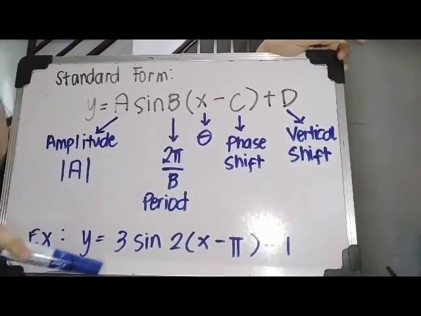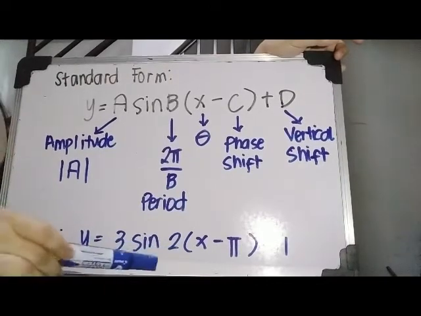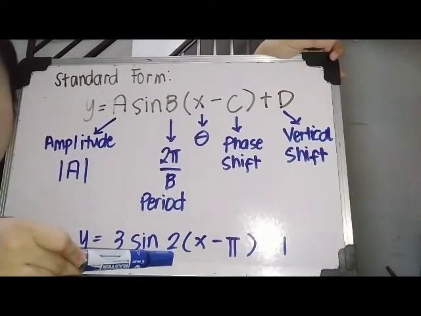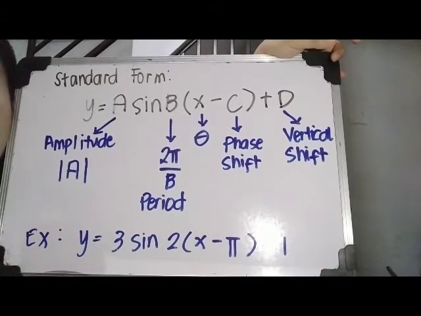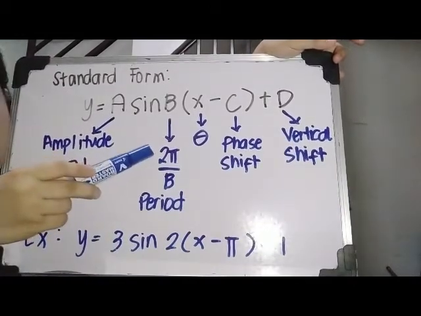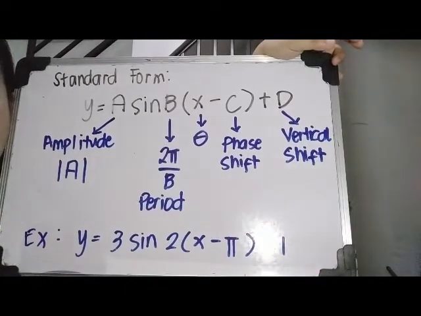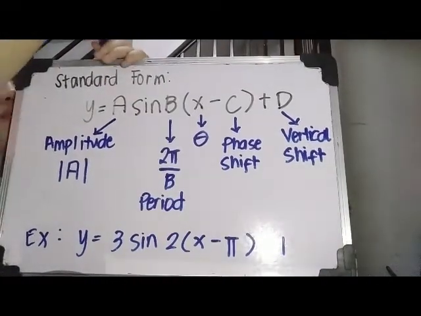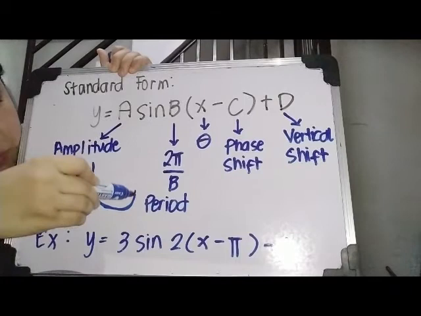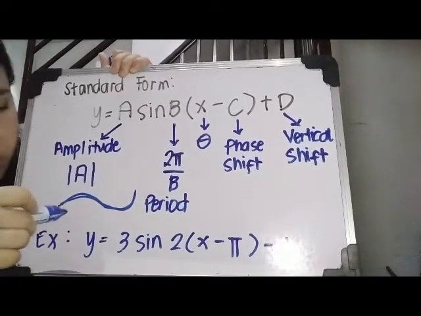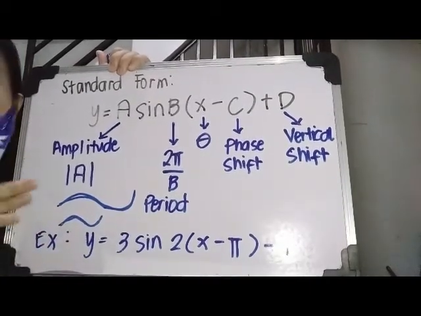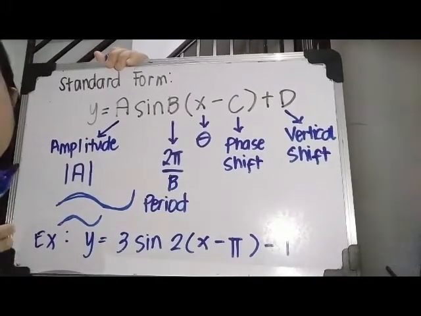So in our example, we have y equals 3 sine 2x. The number we have here is 2. So meaning we will have a horizontal stretch or compression. In this case, if we use the formula 2 pi divided by 2, our period will become pi. So imagine if we have this graph which has a period of 2 pi, if we'll just have a period of pi, then it will become like this. Right? It will become smaller. So our graph will horizontally compress.